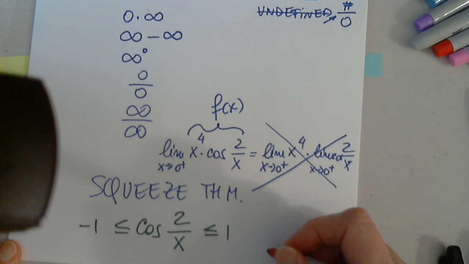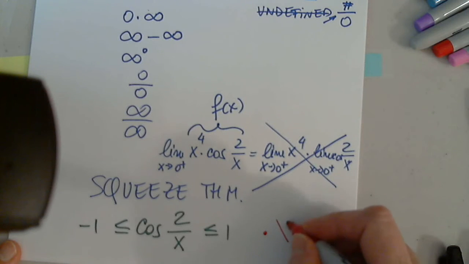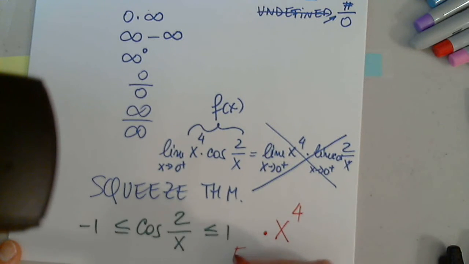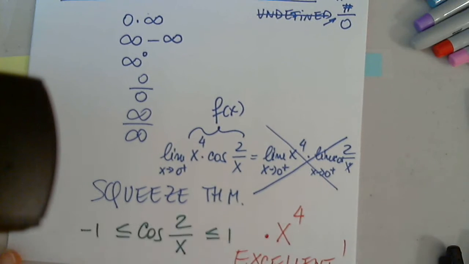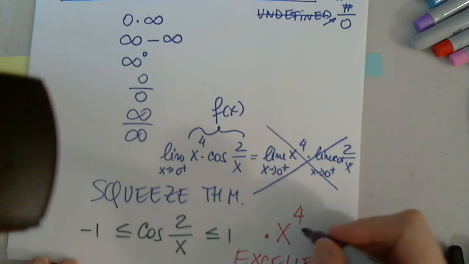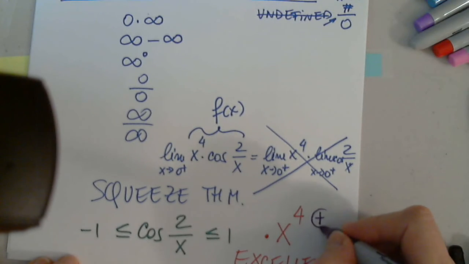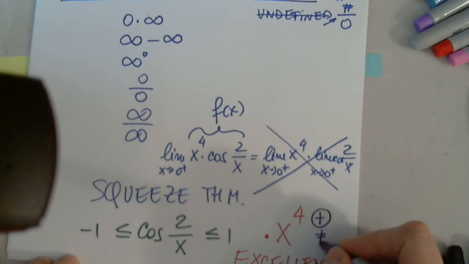Mark, how would you multiply by x to the power 4? Of course. We will multiply all three sides by x to the fourth. However, I have to check two things. I have to make sure that this is always positive and it's never 0.